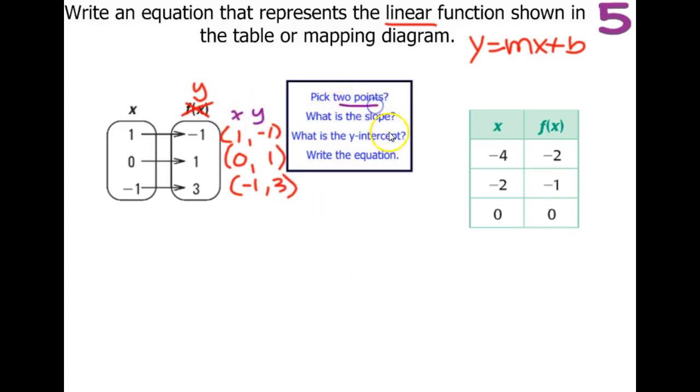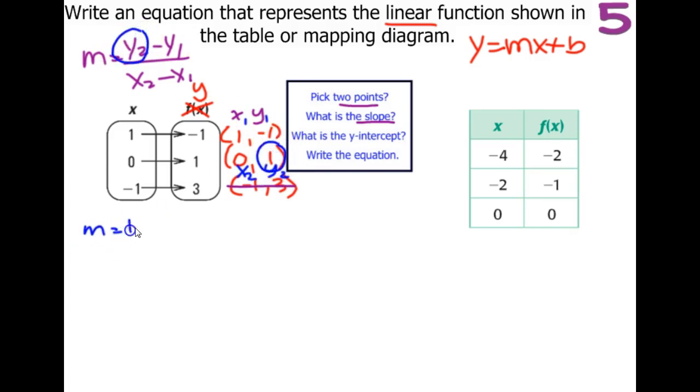So it says first pick 2 points and then find the slope. Well, pick 2 points. I'm just going to pick the first 2. And let's find the slope. So first, we need to label our points. I'm going to say this is our first point, and then this xy is our second point. So first it says y2 right here, which is 1, minus y1 right here, which is -1.